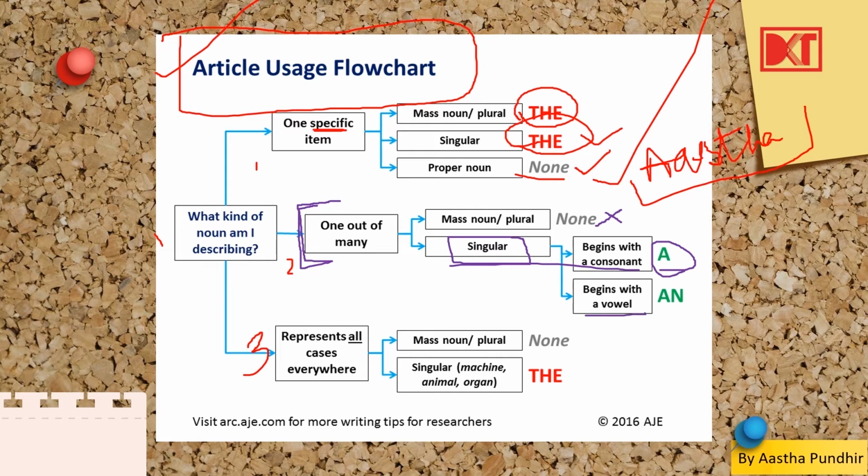देन third category will be which is one which represents all cases everywhere. Which kind of noun? We are describing the one which represents all cases everywhere. अगर plural है तो कुछ नहीं, और अगर singular है तो we will be using the. Okay? क्योंकि ये जो है this is representing all the cases everywhere. ये एक specific है जिसका कोई alternative नहीं है. It is representing everywhere the same. So the. This is the article usage chart.